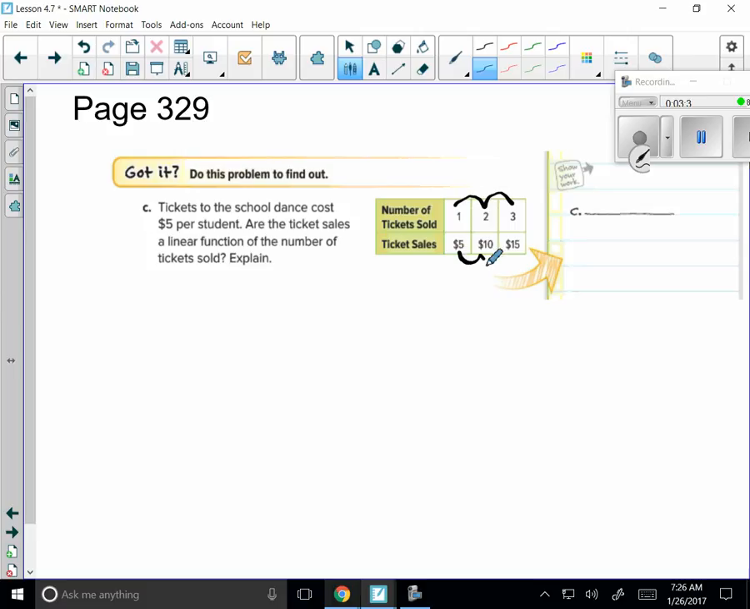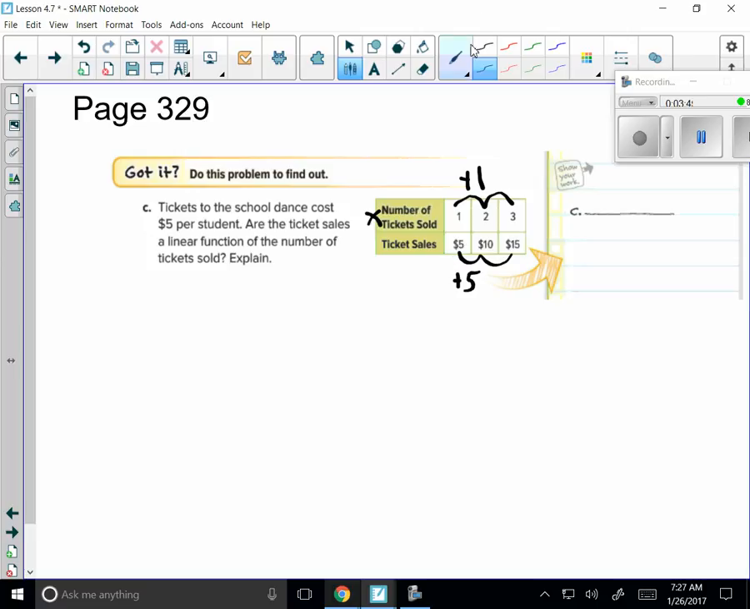And I do that with my swoops here. So if I look at the top, number of tickets sold, which is my x value, it goes up 1 to 2 to 3. So on the top, they're adding 1 the whole time. On the bottom, I go 5, 10, 15. That's pretty consistent. The entire time they're adding 5 each time.